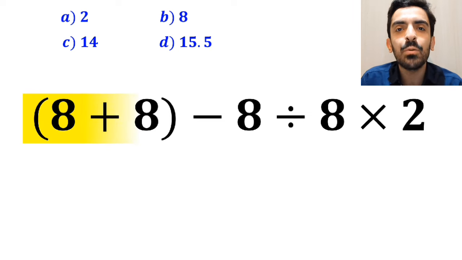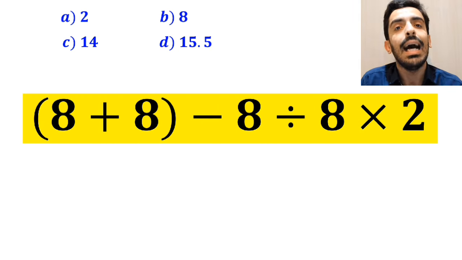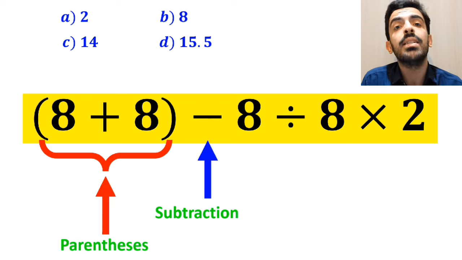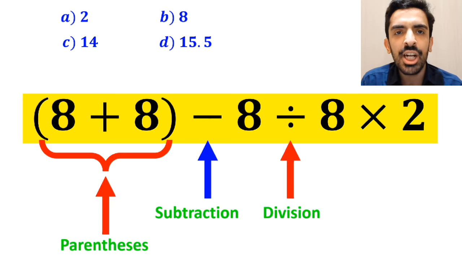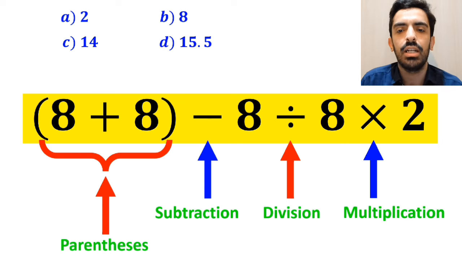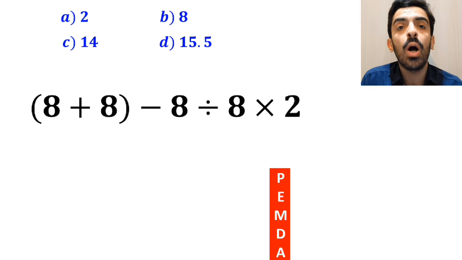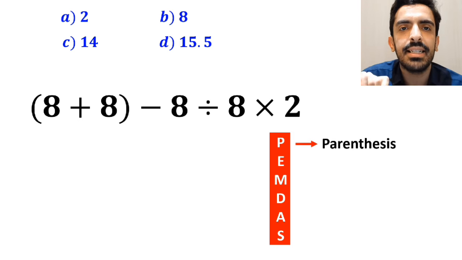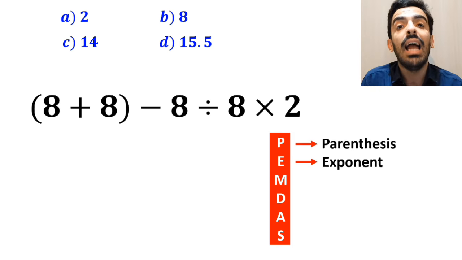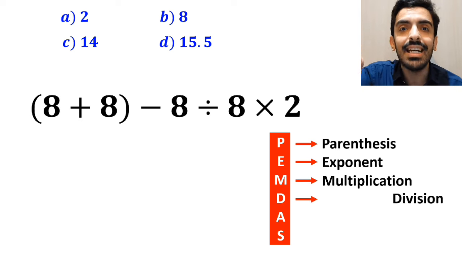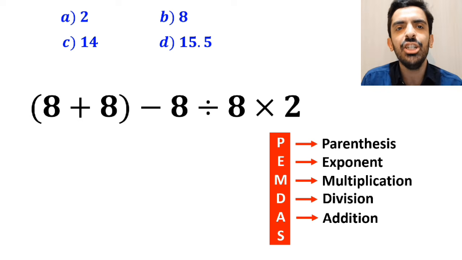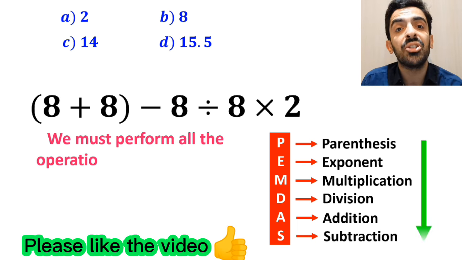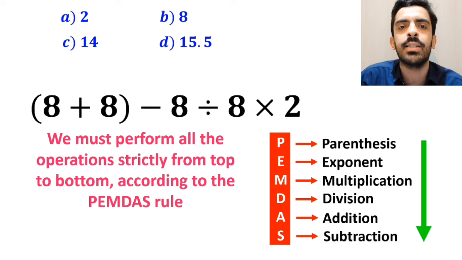Alright, now let me show you how to solve this expression correctly. As you can see on the screen, in this expression, first we have a parenthesis, then a subtraction sign, followed by a division, and finally a multiplication. To solve this question, we need to follow the PEMDAS rule step by step. In this rule, P stands for parenthesis, E stands for exponent, M stands for multiplication, D stands for division, A stands for addition, and S stands for subtraction. We must perform all the operations strictly from top to bottom according to the PEMDAS rule.